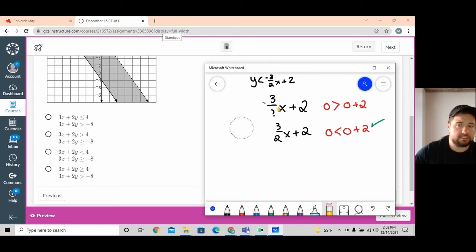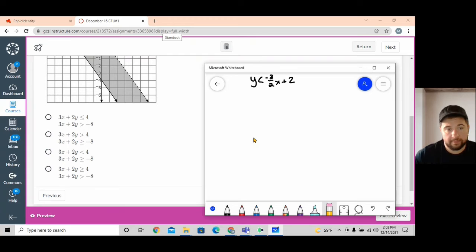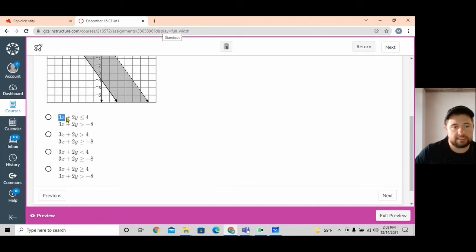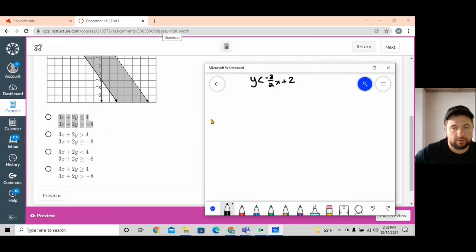So I'm going to get rid of these. All right. Now, why is that important? Because right here, I notice this equation, that first equation, I know that that is the equation that applies to this line.